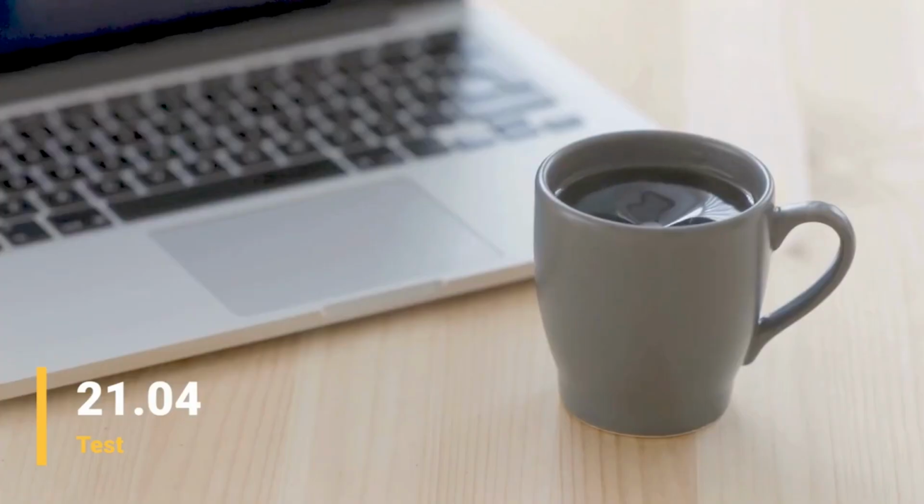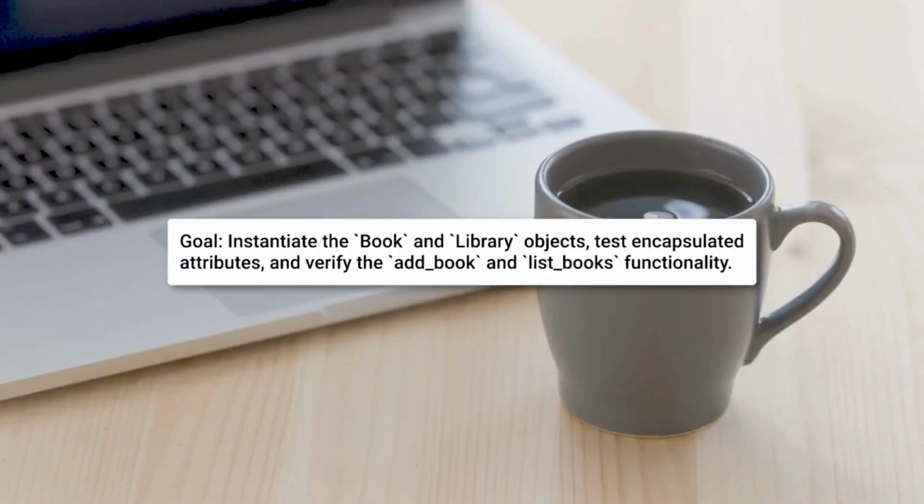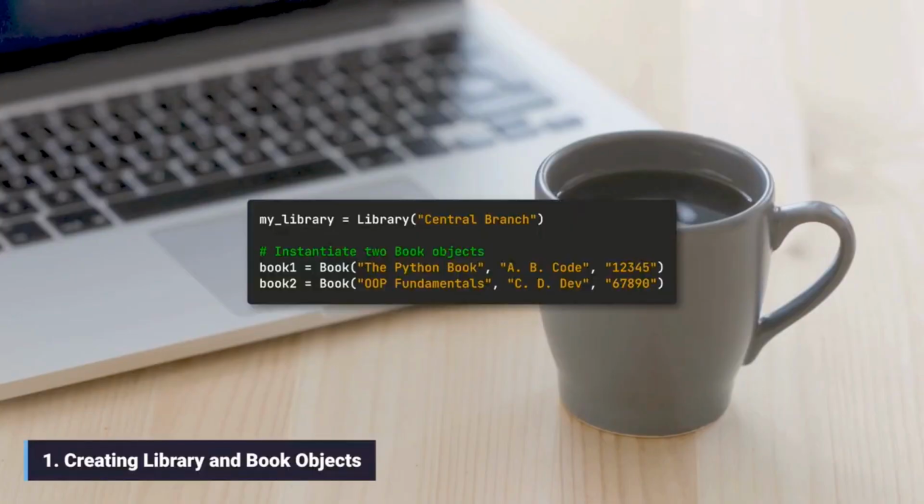Welcome back. Before moving on to inheritance, we need to ensure our foundational classes, book and library, are working correctly. In this lecture, we will test the encapsulation we built into the book class and verify the core functionality of the library class. 1. Creating library and book objects. Let's start by creating an instance of our library called my_library and two instances of our book class. These objects are now ready to be managed by the system we built.